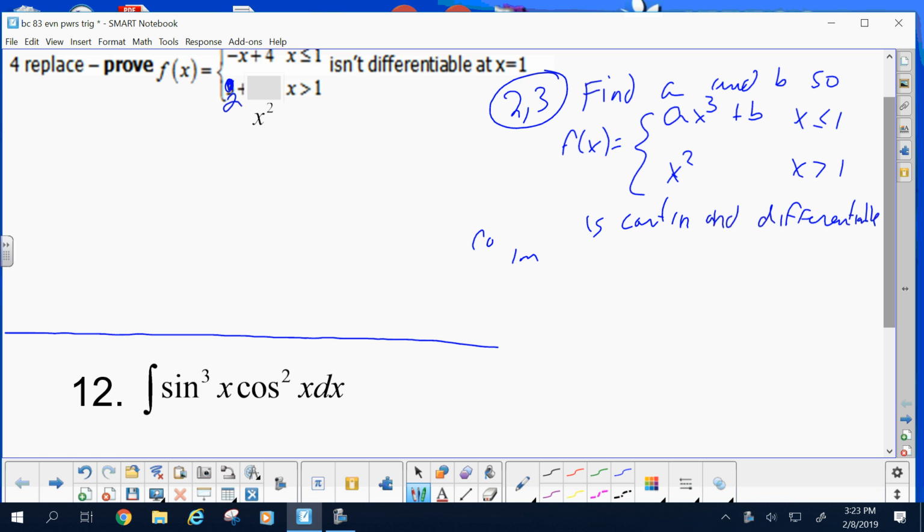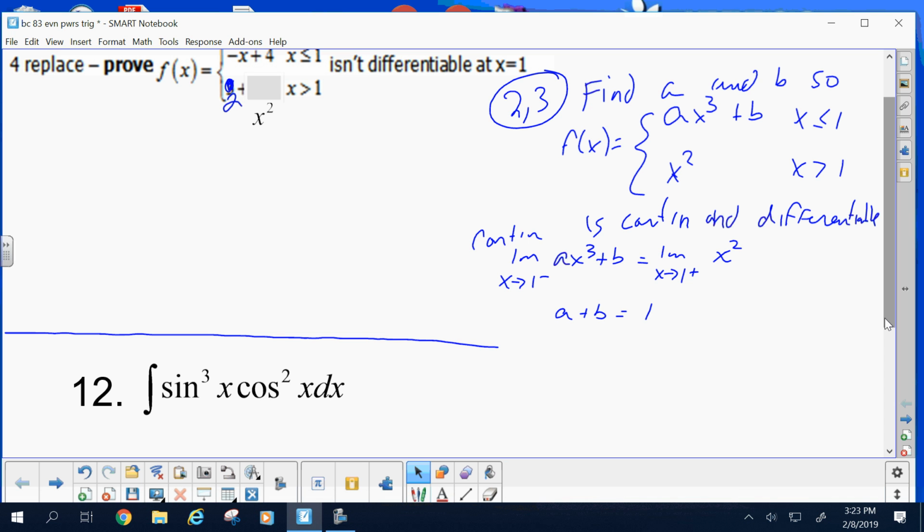So for continuity, you would say the limit as x approaches 1 from the left, which would use ax cubed plus b, needs to equal the limit as x approaches 1 from the right, which would use x squared. If you evaluate each limit at 1, you get a plus b needs to equal 1, and that's one thing that needs to be satisfied for them to meet.